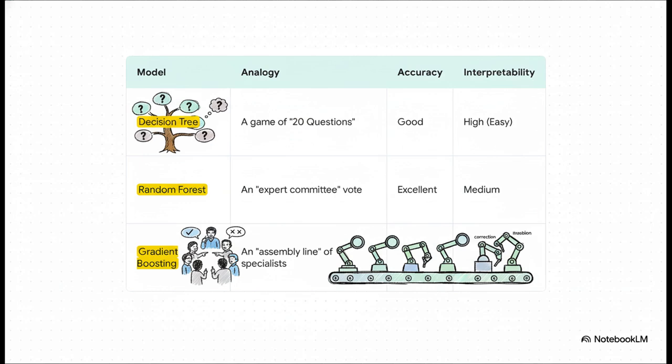And then you have the powerhouse, gradient boosting. Think of this like an assembly line of specialists. The first model makes a guess. The next one corrects its mistakes. The next one corrects that one's mistakes. The accuracy can be absolutely top tier, but explaining how it works, good luck with that.